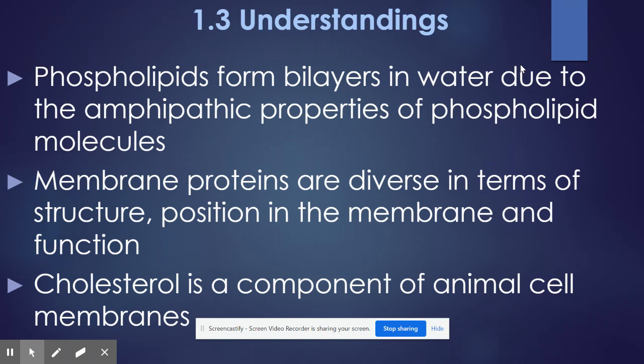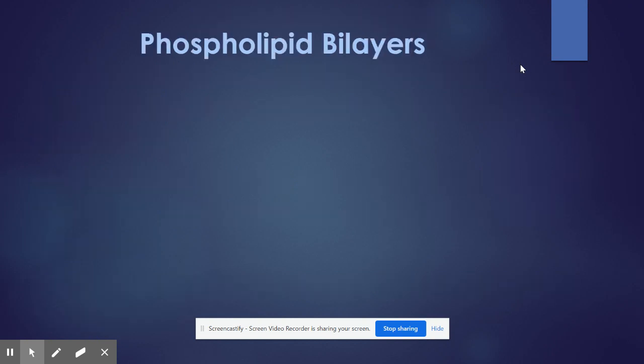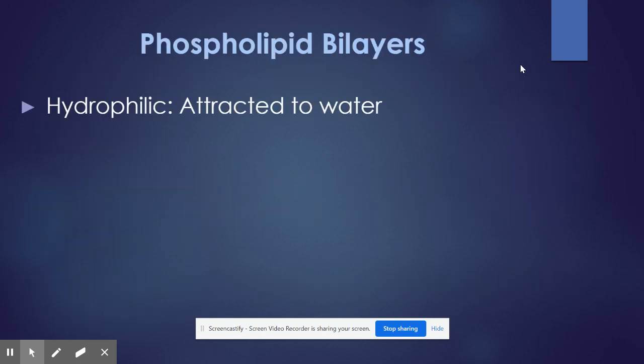The understandings for this chapter: phospholipids form bilayers in water due to the amphipathic properties of phospholipid molecules. Membrane proteins are diverse in terms of structure, position in the membrane, and function. And finally, cholesterol is a component of animal cell membranes. All right, so let's start with phospholipid bilayers.